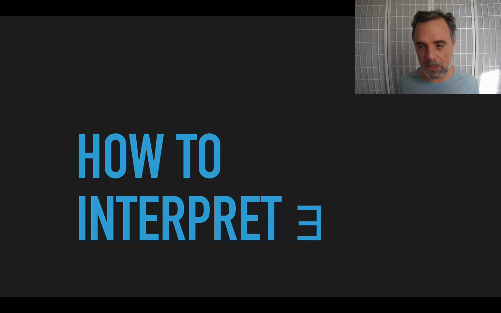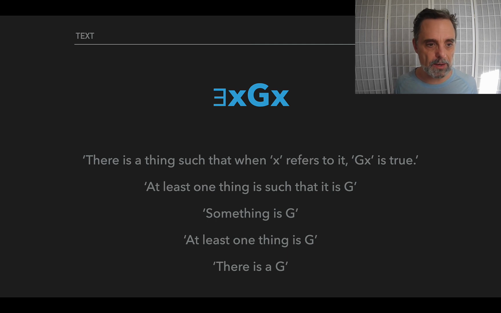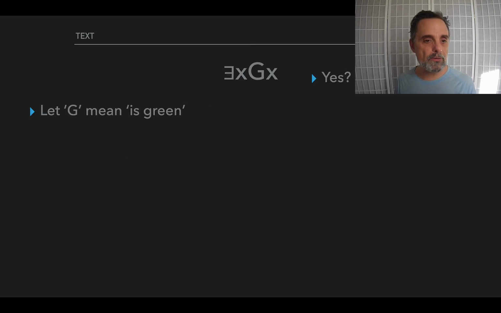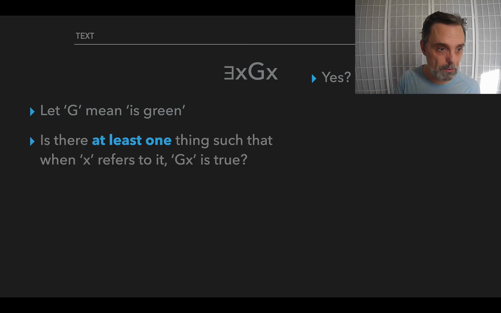So if we have this backwards E, what's going on? We have "for some x, Gx": there's a thing such that when x refers to it, Gx is true. So at least one thing is such that it is G, something is G, there is a G. If G means "is green," then we ask, is this true or false? In particular, is there at least one thing such that when x refers to it, Gx is true? When x refers to this, Gx is false. When x refers to these, Gx is false. When x refers to this, Gx is false.